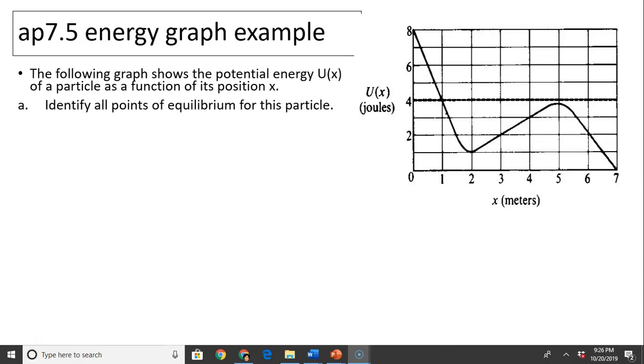Today, let's talk about an energy graph example. So this graph shows the potential energy U(x) of a particle as a function of its position x. Identify all points of equilibrium for this particle.